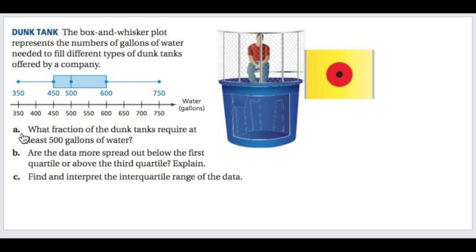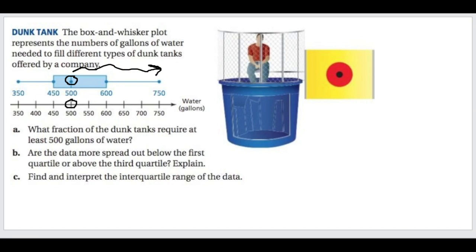So question A, this is something that you might be asked. What fraction of the dunk tanks require at least 500 gallons of water? So if I were to look, I'm thinking, okay, well, first, where's 500 gallons? 500 gallons is about right here. So I can see that 500 gallons is my median. So if I want to say what fraction of the dunk tanks requires at least 500 gallons of water, that's talking about all the values this way, because all of these dunk tanks require at least 500 gallons of water.